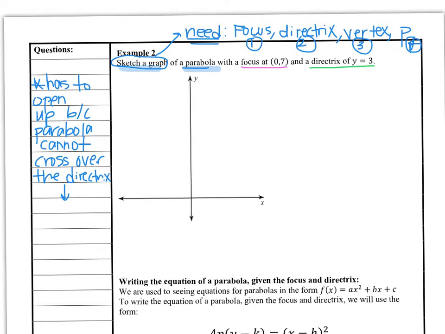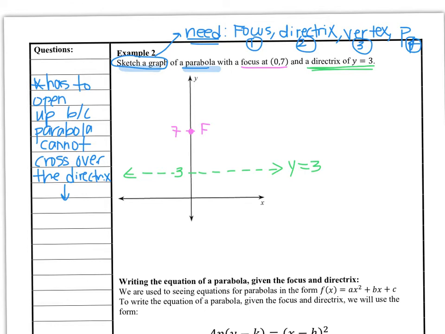Okay, so now we're going to sketch the graph. The focus is at the point over 0, up 7. So let's say 7 is here on the y-axis. We're going to put a dot right there, and that's our focus. Then the directrix of y equals 3 is going to be down here. Here's 3 on the y-axis, so our directrix line is going to be right there. So that's y equals 3.